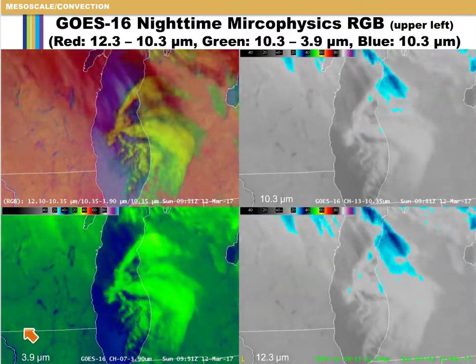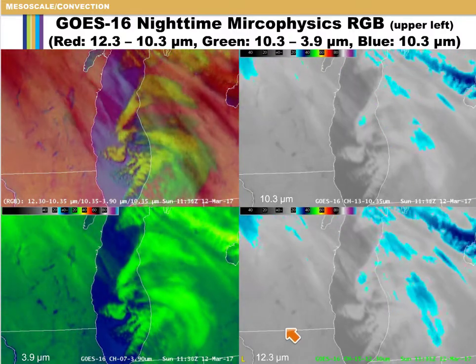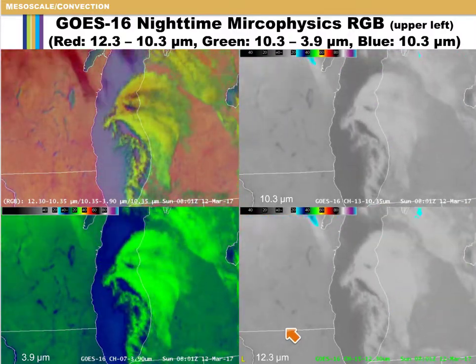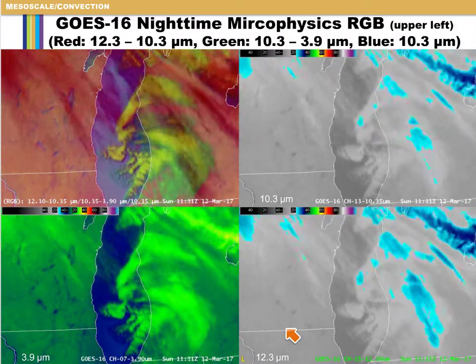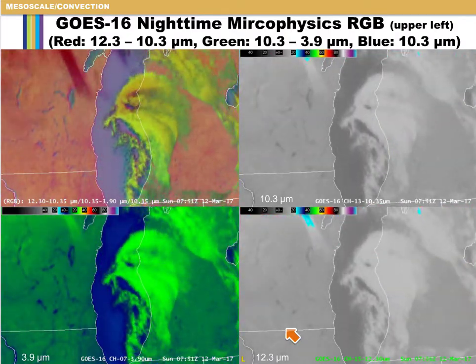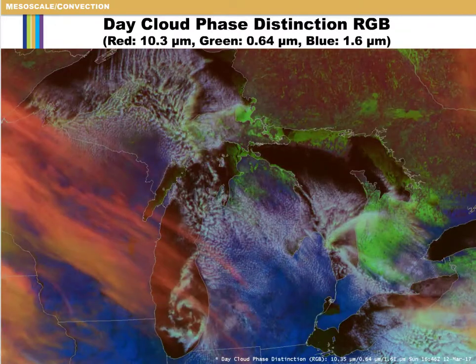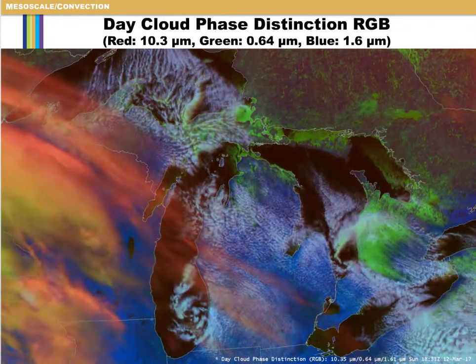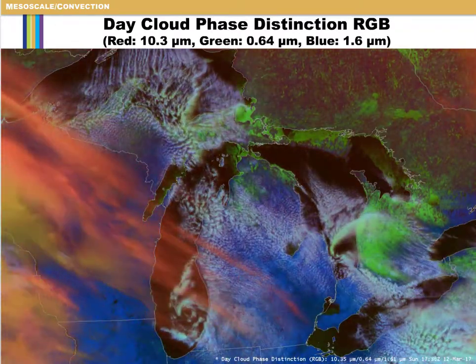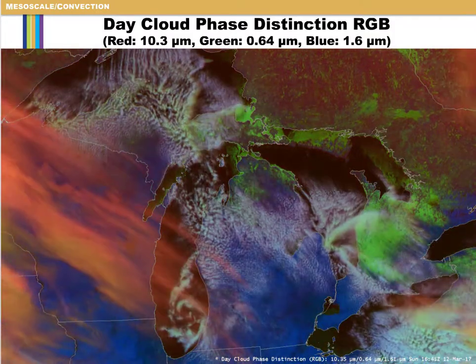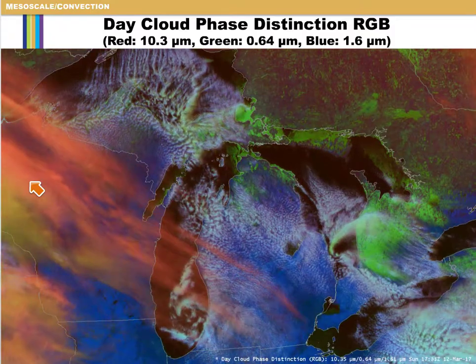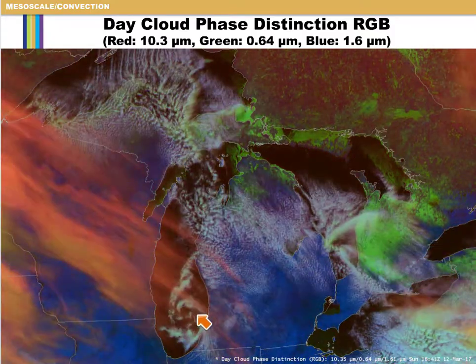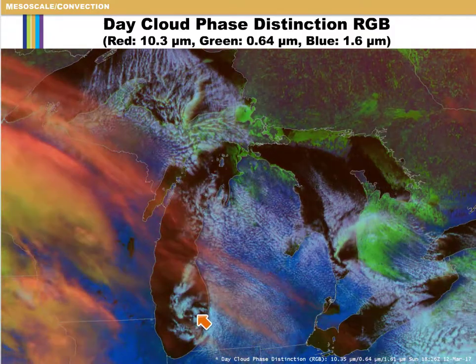The 3.9 and 12.3 micron bands are shown at the bottom. Frequently the RGB provides more contrast to features than a single band image would alone. There are some RGB products for daytime use as well. This is the day cloud phase distinction RGB. High clouds are reddish yellow, while low clouds, such as with this mesolow, appear white.